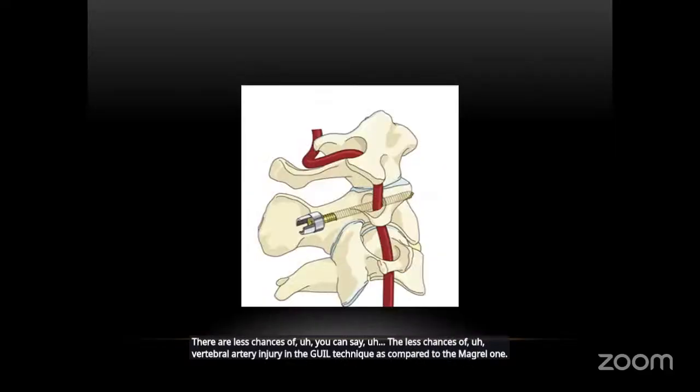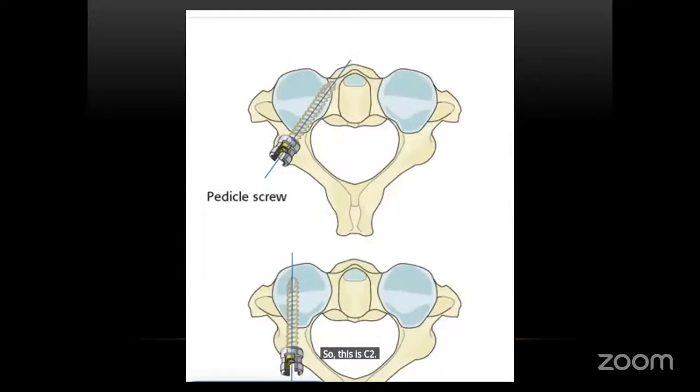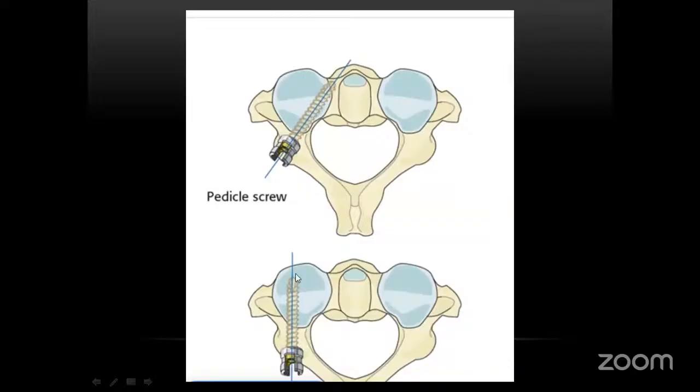Okay, so this is C2. This is the pedicle. Look at the trajectory here. The entry point is the midline of this one. Then we go medially about 30 to 45 degrees. And this is a lateral mass screw. There is no direction that should be changed. Go directly and superiorly above.